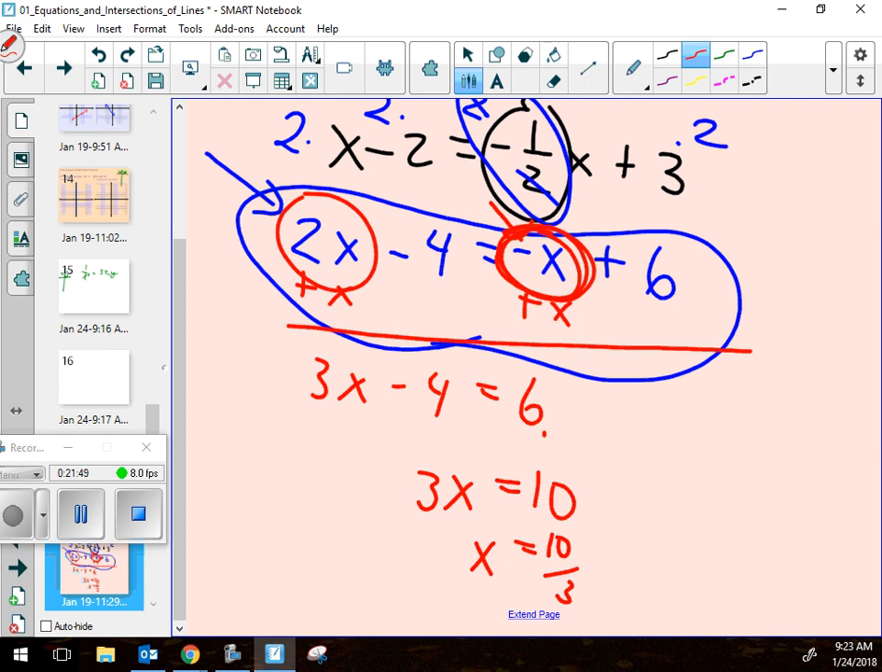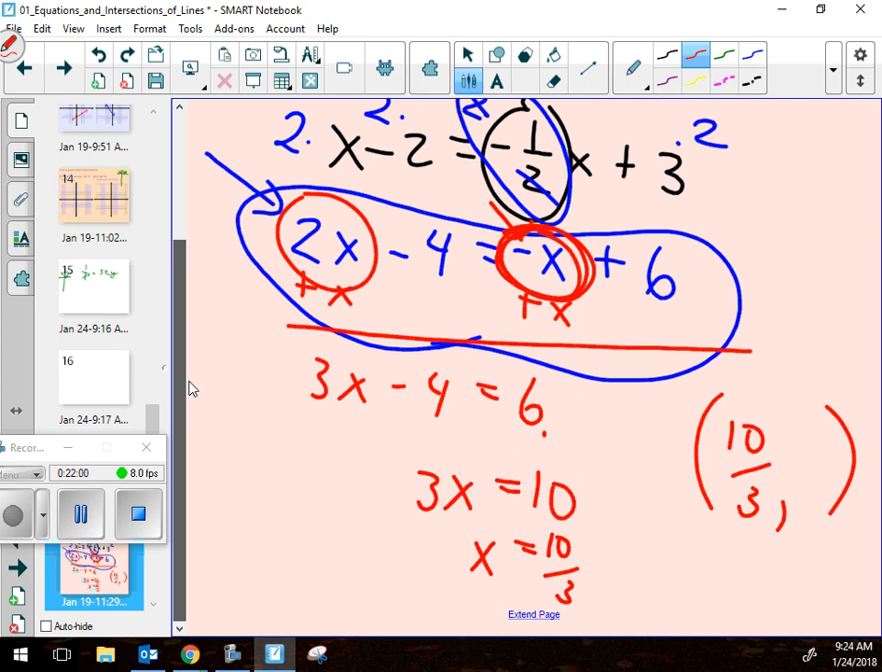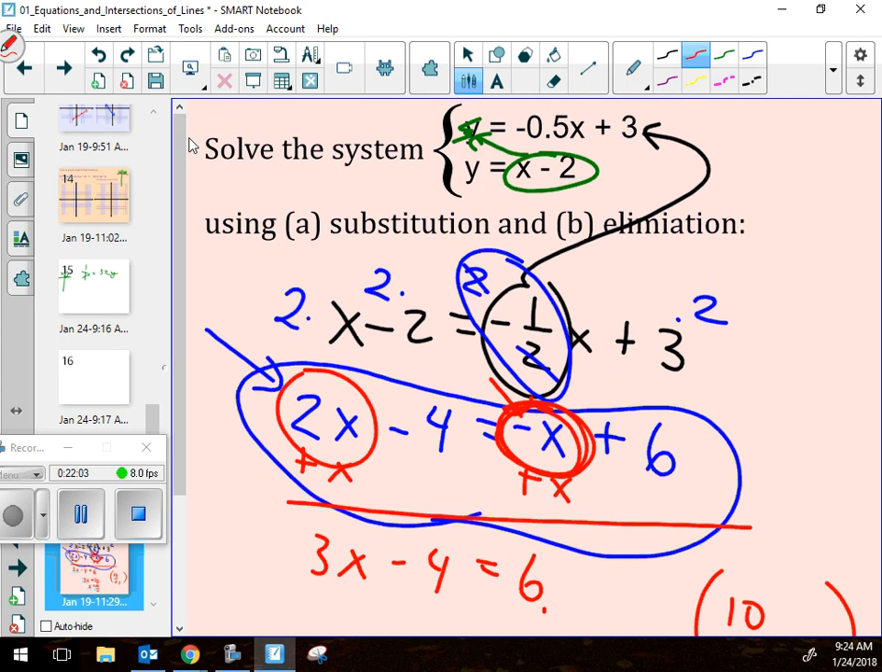Awesome. How do I finish the deal? I have x equals 10 thirds, but that's not a point. That's 10 thirds comma something, but I don't know what. Put it back in. Negative 10 thirds? No, 10 thirds. 10 thirds goes here, or here. But that one's icky because it's got the fraction, so I don't like that one. Whatever 10 thirds minus 2 is, that's a bit of a pain. It involves common denominators. Times this by 3, times that by 3, and all of a sudden it's 10 thirds minus 6 thirds, which would be 4 thirds.